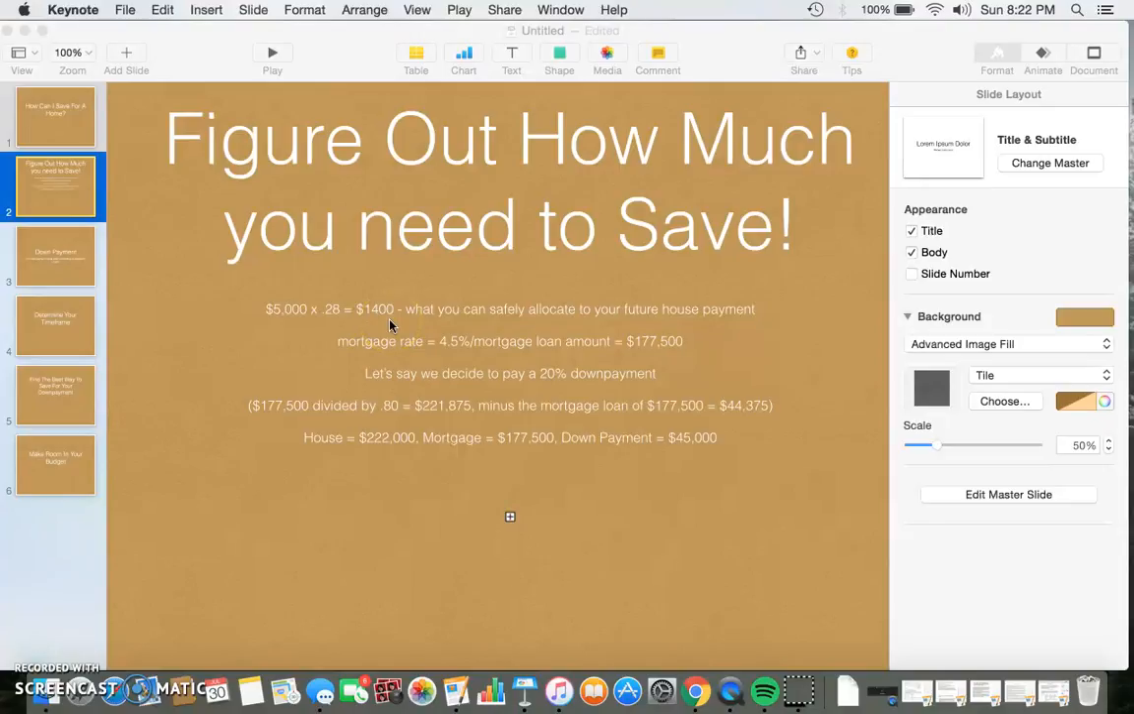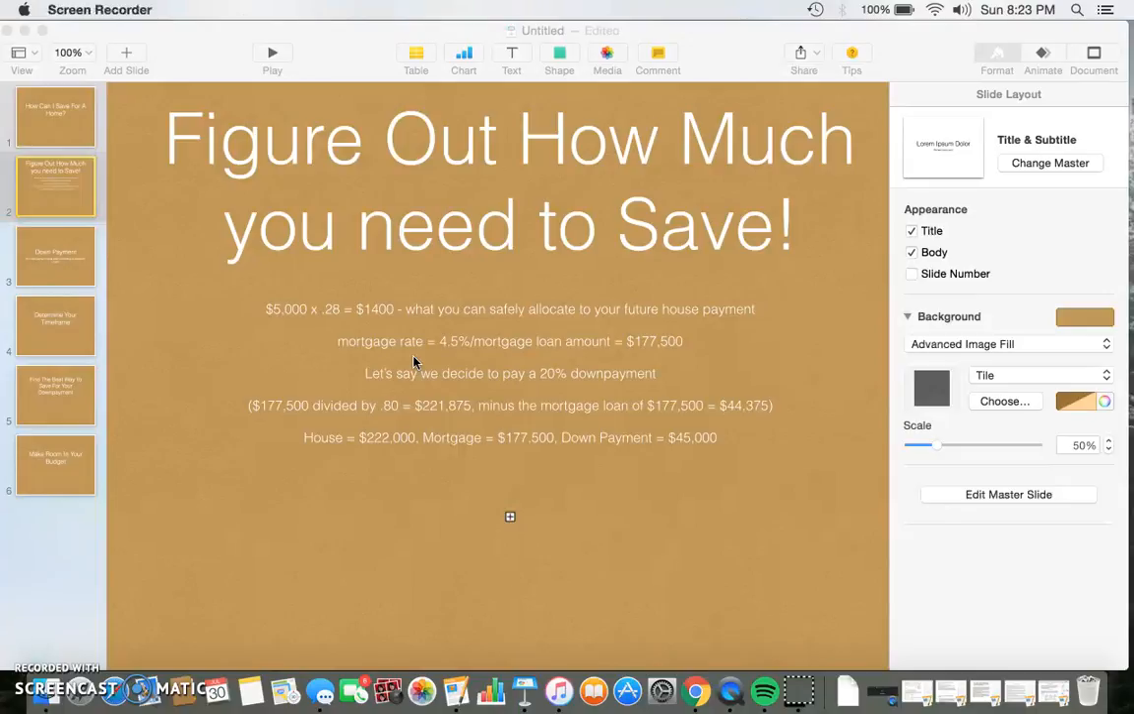Also, a quick note, this $1,400 right here, what you can safely allocate to your future house payment, also includes mortgage principal and interest, real estate taxes, private mortgage insurance, homeowners insurance, and homeowner association dues. So today, the mortgage rates are about 4.5%, which will transfer into a mortgage loan amount of about $177,500.